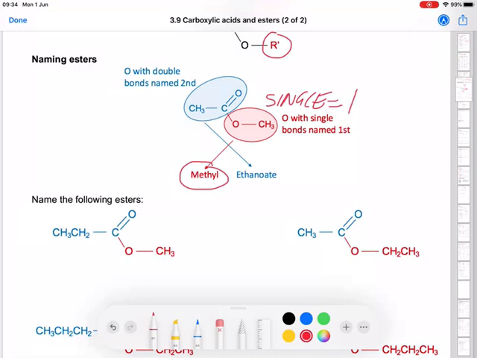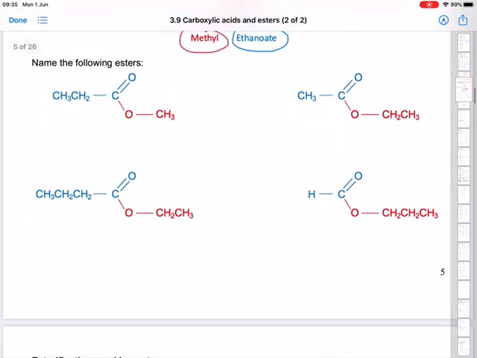The one that's circled in blue, if you look at the oxygen in there, that one has got a double bond. So double means 2. That's the bit that you name second, okay? So naming that second is going to be the ethanoate, okay? So that's the way that we name them. And just to have a look at a few others down here, and I'll go through these with you when we name these.